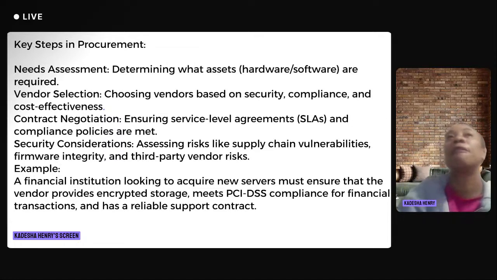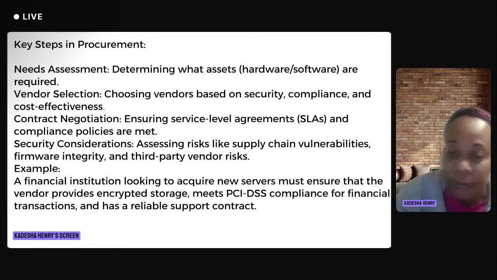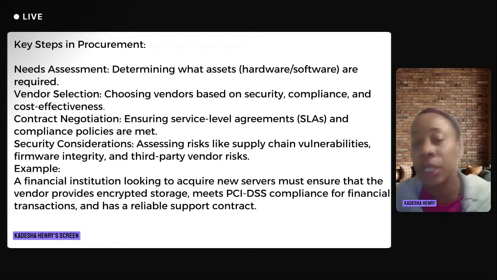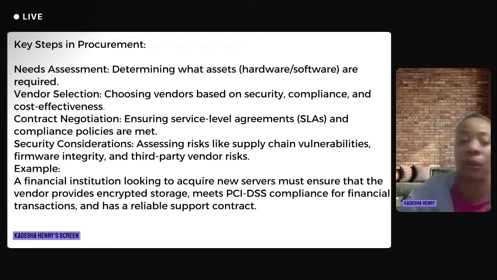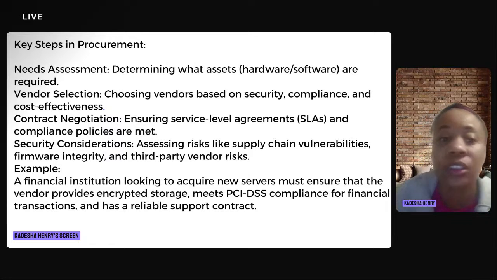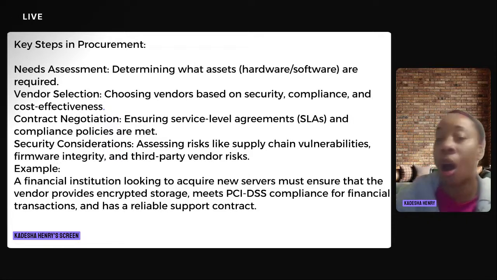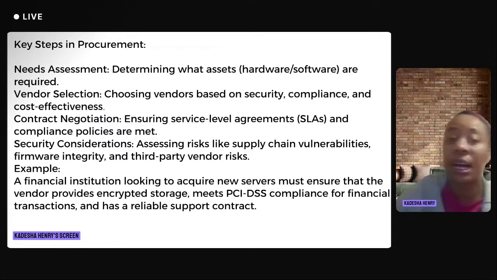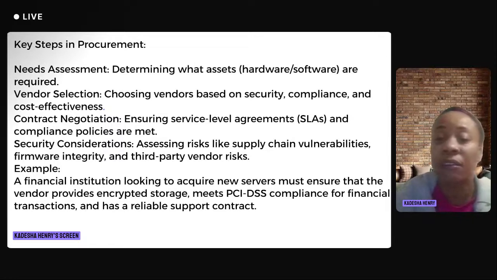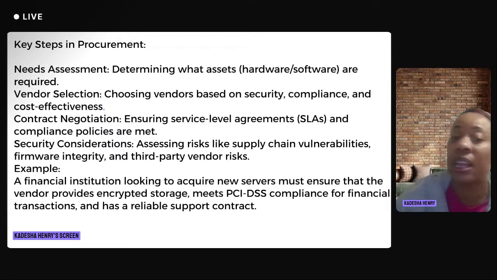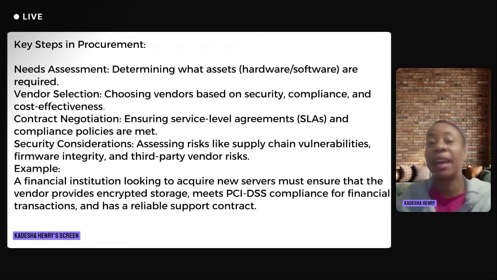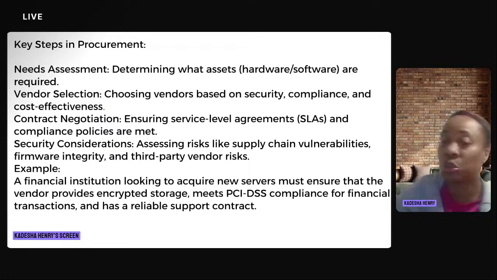Let's take for instance Facebook. Facebook has its own data center, right? TikTok has its own data center. And for them to start, they have to get their hardware and their software, they have to look into all of that, and they also have to select their vendors. They didn't make everything for themselves. They got to select some vendors, and they have to ensure that the vendors they're using are in security compliance and that they are cost effective.